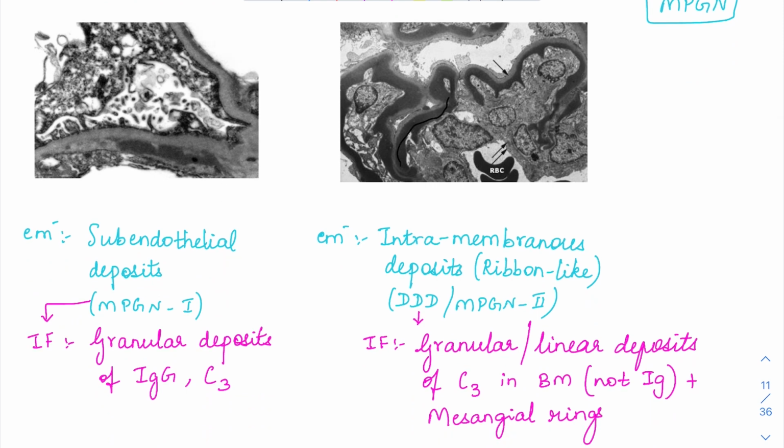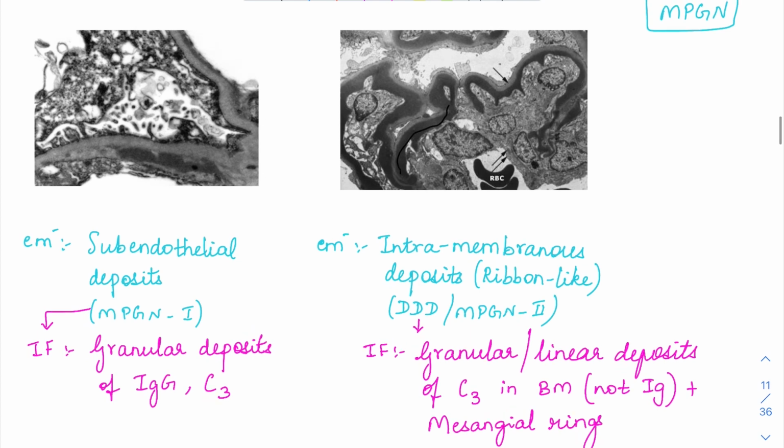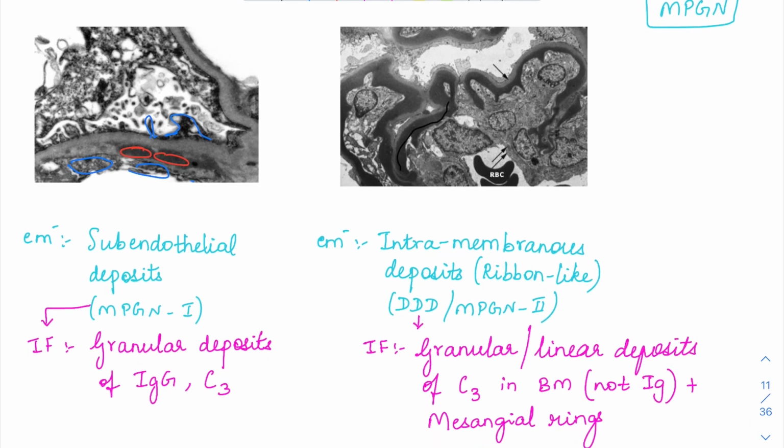So again, the classical features of type 1 and type 2 MPGN here will be, in type 1 you will have subendothelial deposits. So here we are going to see these deposits. These are the podocytes here, and these are the endothelial cells. So subendothelial location, you are going to have these deposits in type 1 MPGN. Type 1 MPGN being an immune complex disease, it is going to have granular deposits on immunofluorescence. While in type 2, on electron microscopy, the classical feature will be the presence of dense ribbon-like deposits.